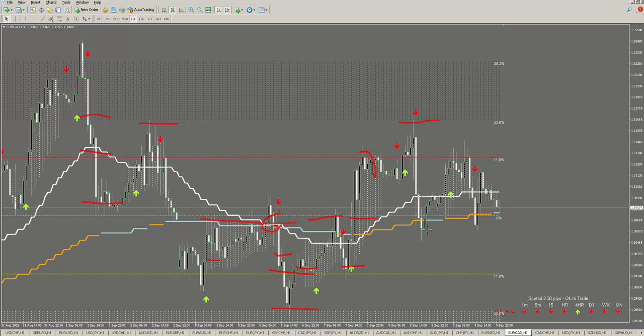Although it has broken through. I mean, if you took this trade and it did break through, you could hold it, but I'd just get out of it here at the next fib level. And we're going to go into a buy.